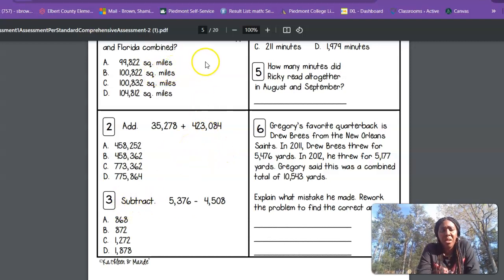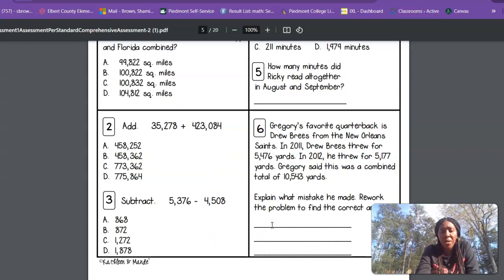And same for this one up here. Number 3 says subtract. You're going to subtract. You're going to stack your numbers up. And for subtraction, you have to write it the way they have it. So this is the way they have it. So you have to write 5,376 on top, and write 4,508 under that. And then you subtract them.